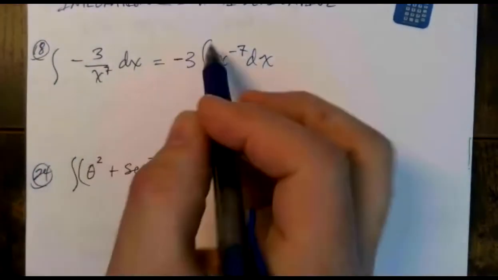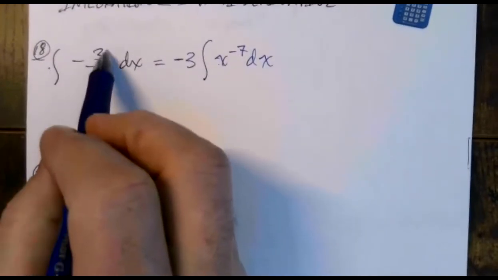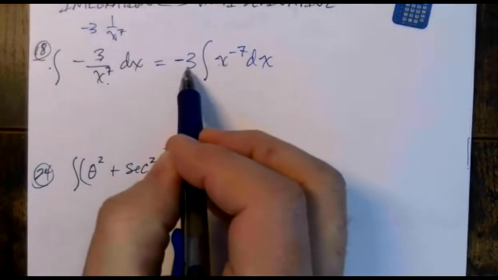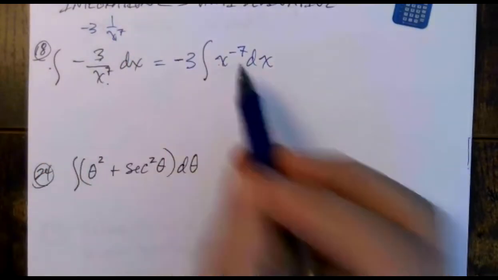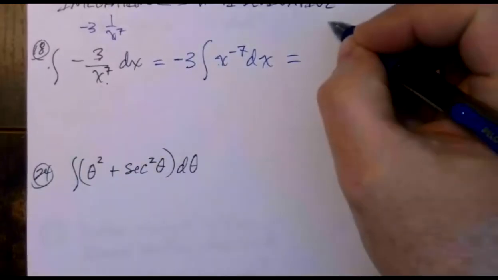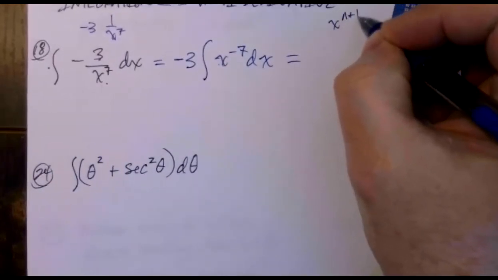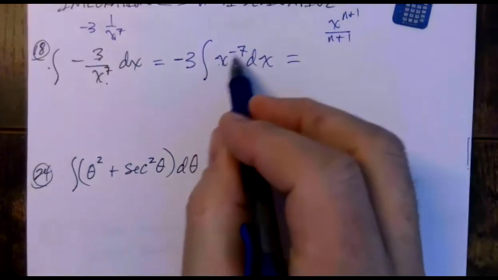Okay, so here I am, pulling that constant out in front. This was 1 over x to the 7th. You could have thought of this as that. So I pulled the negative 3 out front, and x to the 7th in the bottom is the same thing as x to the negative 7th. So I am just following that rule for undoing derivatives: add 1 to the exponent and divide by the new exponent.